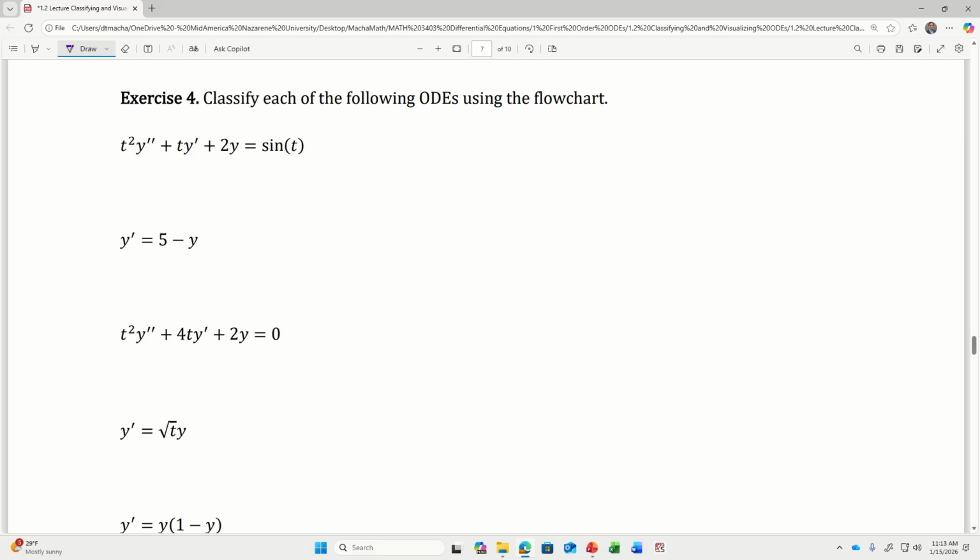Exercise 4 says classify each of the following ODEs using the flowchart. So the first thing we're going to do when we see exercise 4 is we're going to ask, is this first order or second order? Second, because I see a second derivative there, so second order. And then I ask, is it linear or nonlinear? Linear.